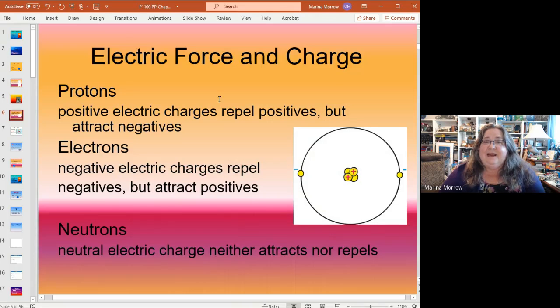Okay, now usually in an atom, the protons are the positive charges. They are located in the nucleus. The electrons are the negative charges. They are outside of the nucleus. But of course, there are also neutrons, which do not have a total electric charge, and so they don't attract or repel. And those are also located in the nucleus.